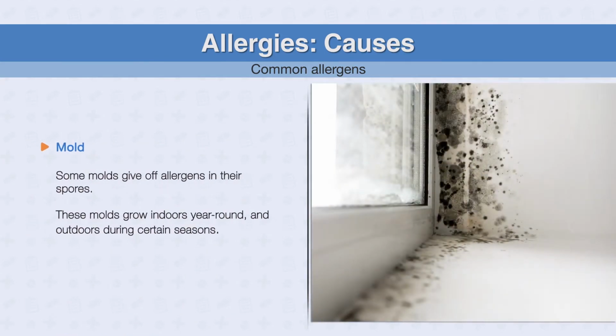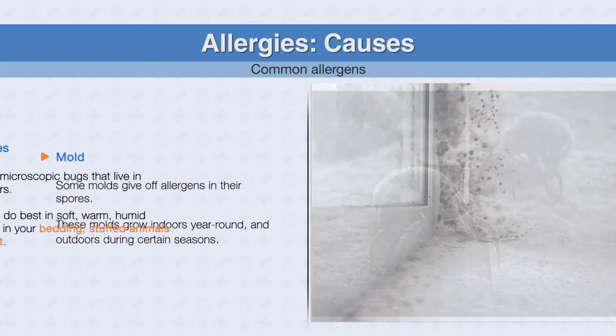Mold. Some molds give off allergens in their spores. These molds grow indoors year-round and outdoors during certain seasons. Indoors, mold grows in dark, warm, humid places like damp basements and bathrooms. Outdoors, you will find mold in moist, shaded areas such as soil or fallen leaves.